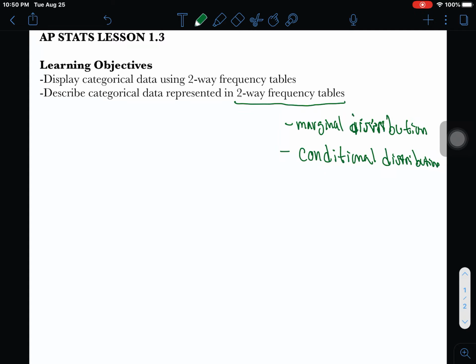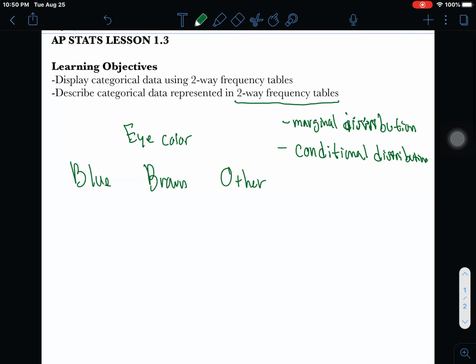So categorical data, think of these two-way tables as like you're asking a question that has categories as an answer. So for example, what is your eye color? It could be blue, brown, or, let's go for this example, we'll say other. Right, so that's a categorical question, right? So for this specific variable of eye color, we have three different bins. We have blue, brown, and other.